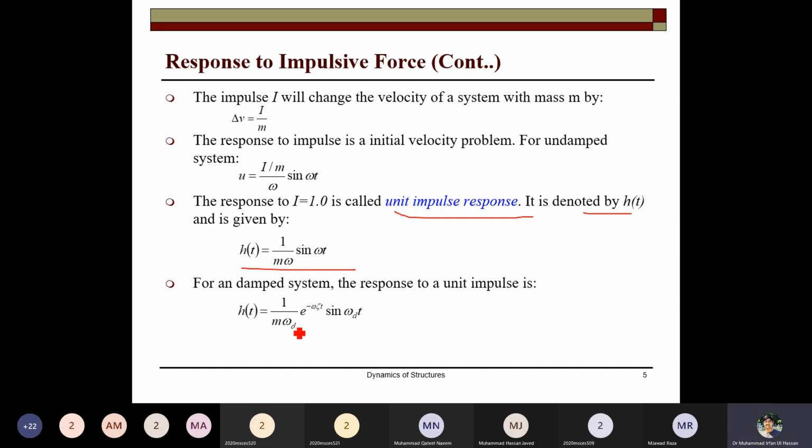And for the damped system, we have to replace this. The function that we study for the damped system is e to the minus zeta omega t sin omega d t. So this is for the damped system. For the undamped one, it is A sin omega t plus B cos omega t, which was the constant initial value problem.